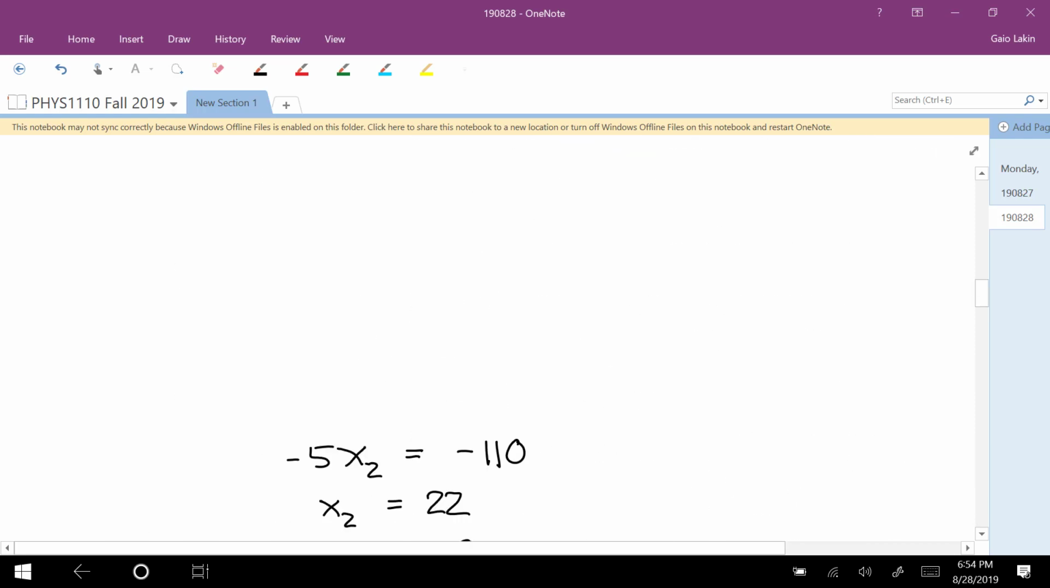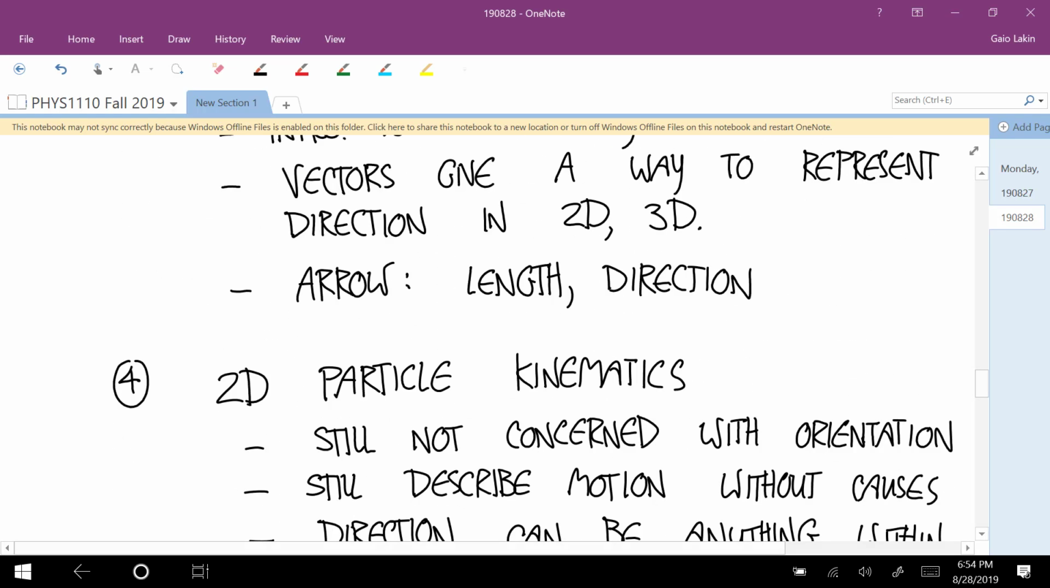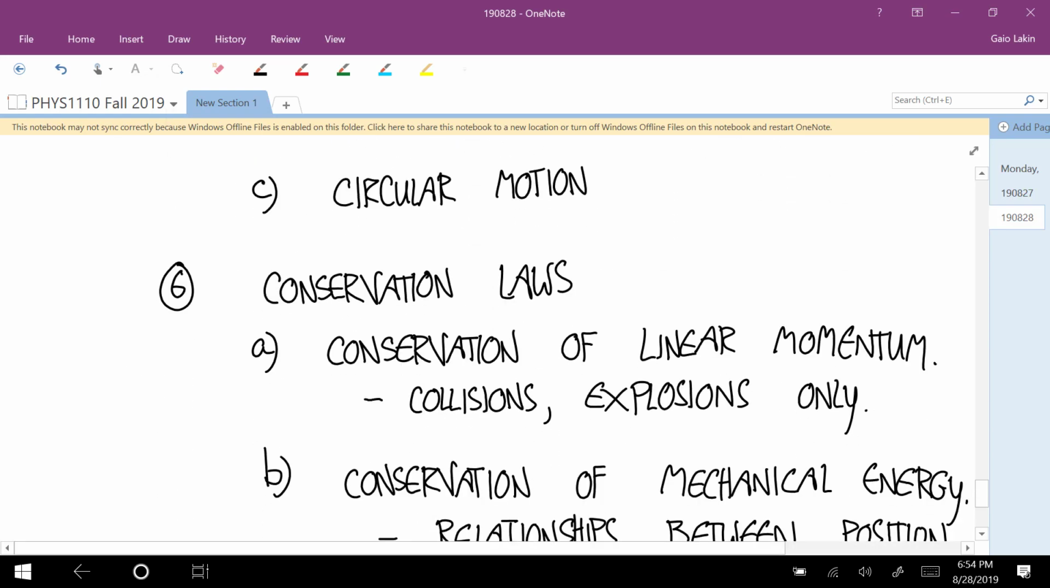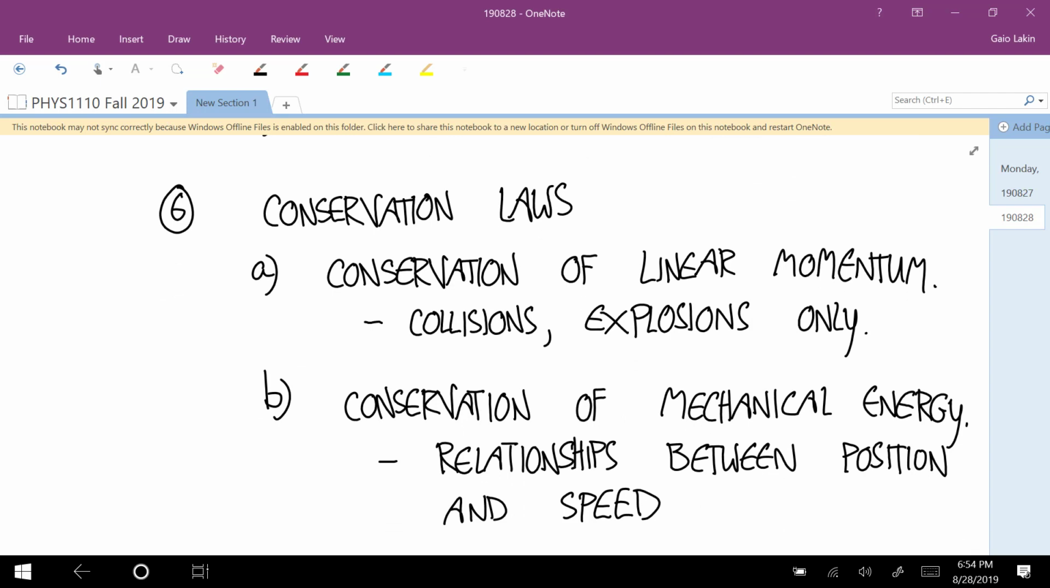So under certain conditions that we'll talk about when we get to this, if you add up all the linear momentum of all the things in your system before the collision, it's the same as the total linear momentum after the collision. So that's what it means. The linear momentum is conserved. It stays the same even though this collision happens. And same thing with conservation of mechanical energy. At instant 1, the mechanical energy is the same as at instant 2.